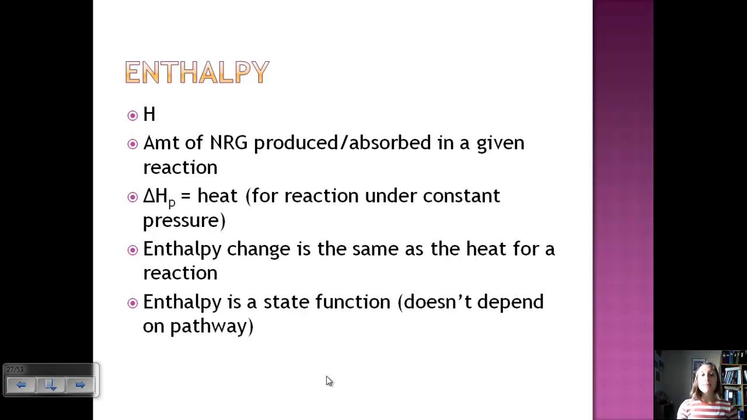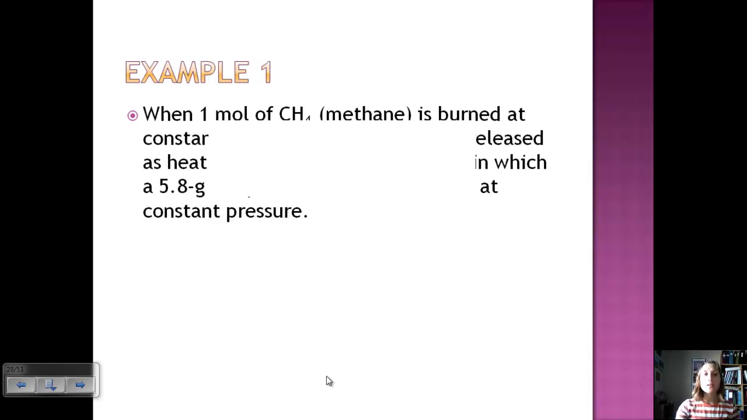And enthalpy is also a state function. It doesn't depend on how we get there. All we're looking at are the initial and final conditions. So let's look at an example.